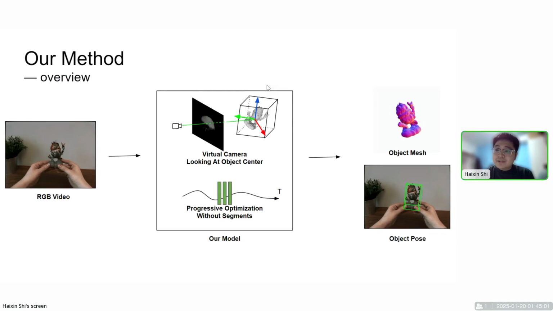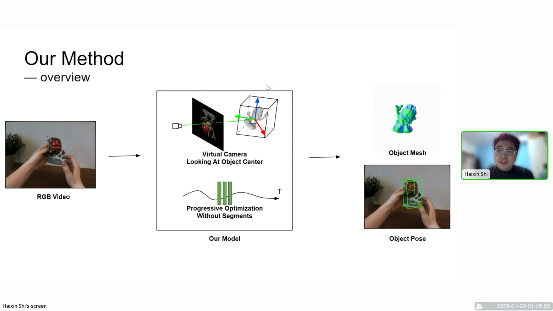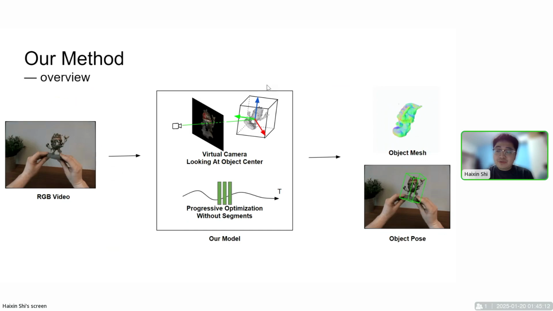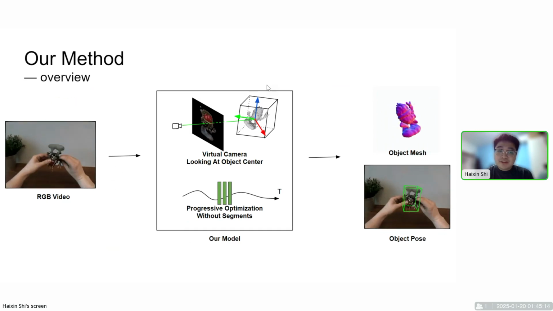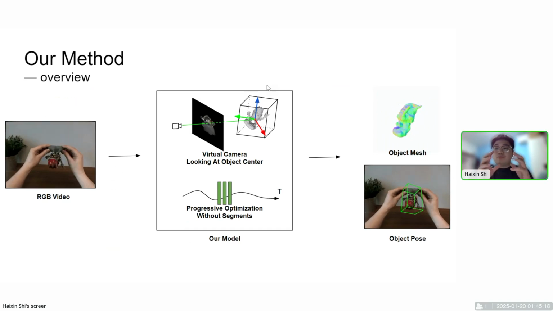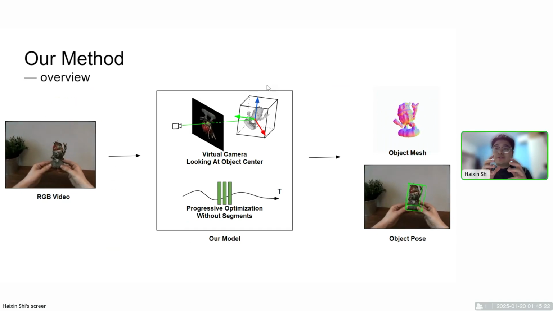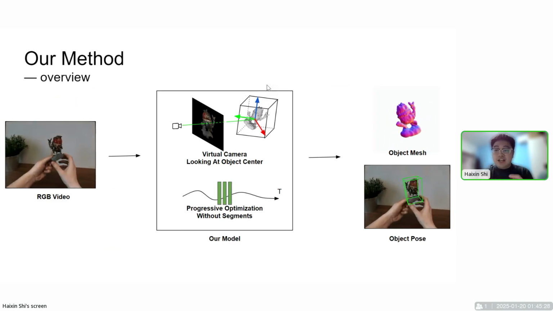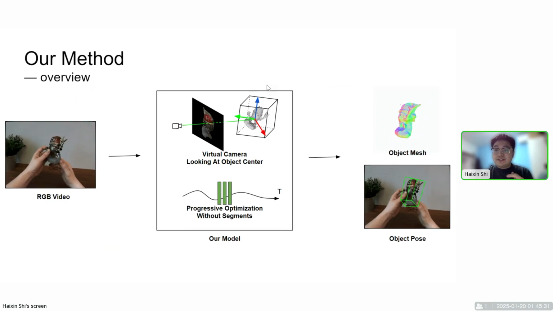Different from the existing methods, we propose that we can do the whole task without segments. We do progressive optimization without segments, and we support a freely moving object and freely moving camera, so we can generate very flexible applications. And we can generate the object mesh and also the object pose at the same time.